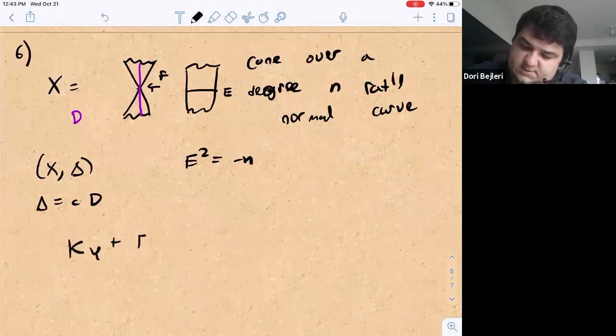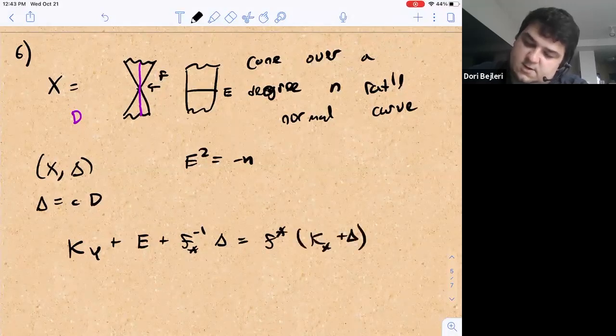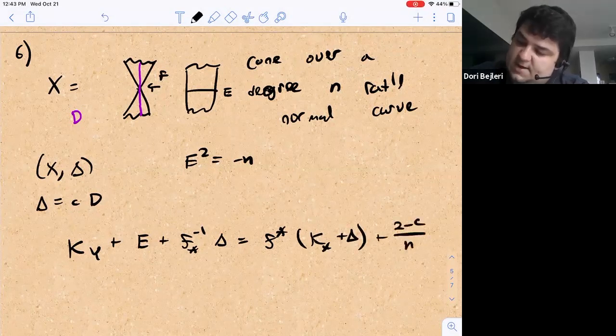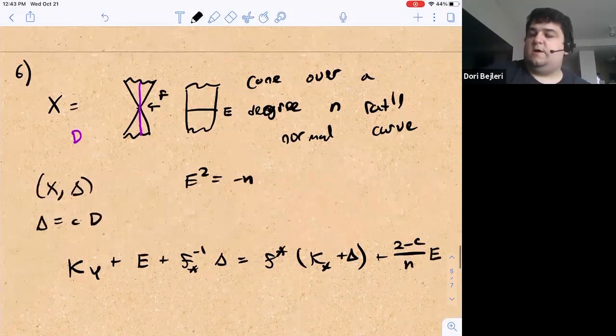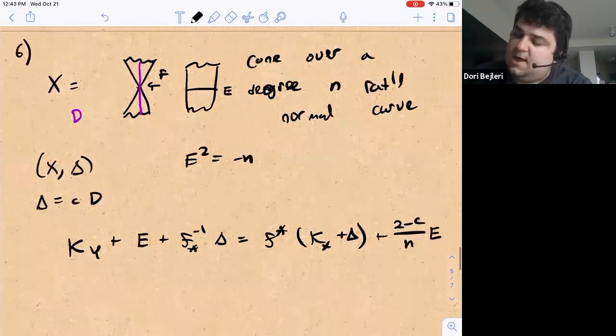So we get K_Y plus E plus strict transform of Delta is f upper star (K_X plus Delta) plus (2 minus c over n) E. And this 2 comes from adjunction. The way we're going to compute this coefficient is by using that E is a rational curve. So (K_Y plus E) dot E is -2. So that's where this 2 comes from. The n comes from E squared is -n. The c comes from the coefficient on D.